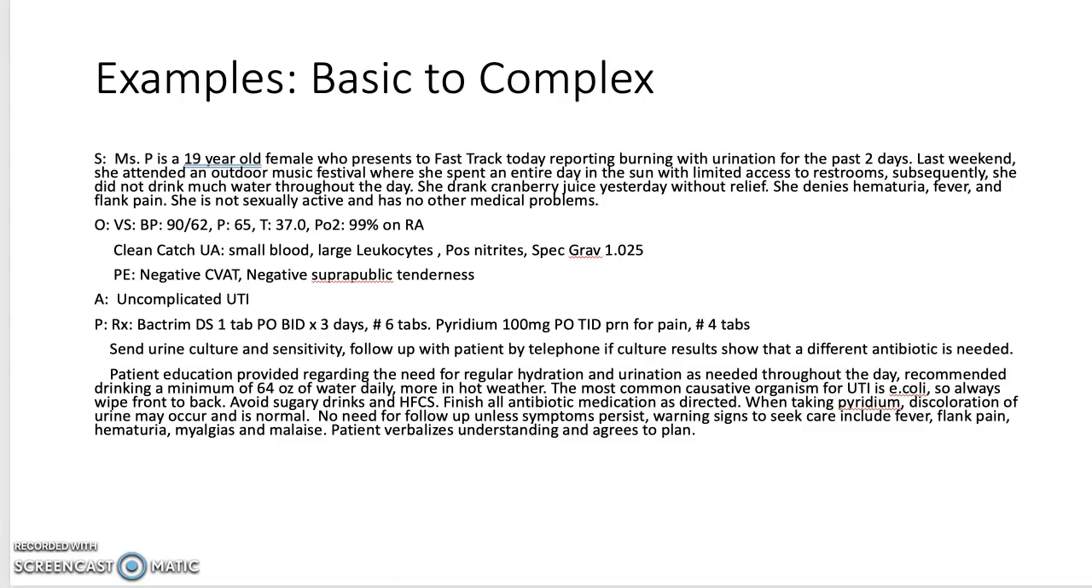Based on the clinical data and history, this patient was diagnosed, presumptively, with an uncomplicated UTI. In the plan, the patient was treated with antibiotics, and a urine culture and sensitivity was sent. There's a documented plan to follow up with the patient by phone if the culture results show that she needs to be switched to a different antibiotic. One thing that I'm seeing that's missing is documentation that the patient was asked about allergies, which is always an important step to take whenever you're prescribing any medication.